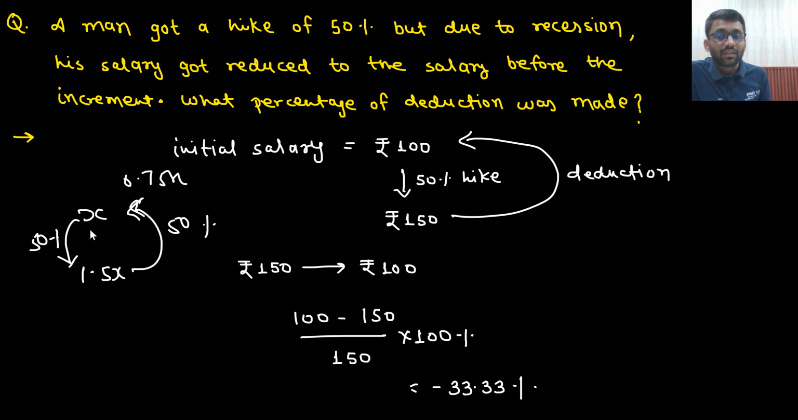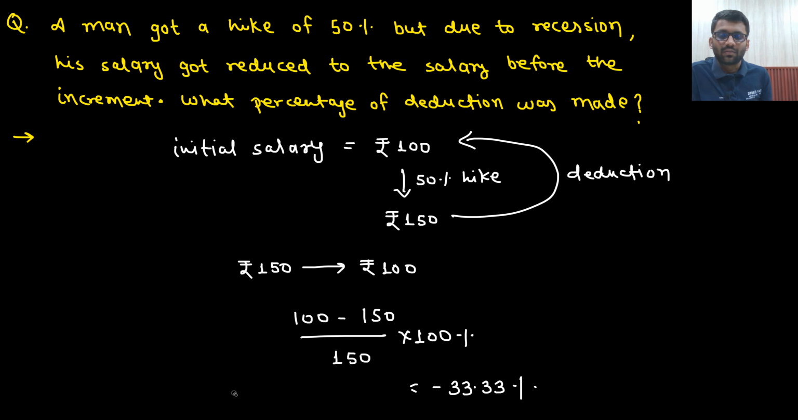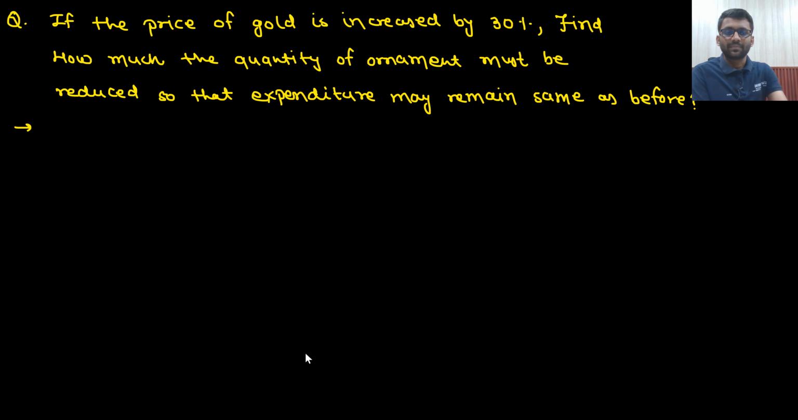But you want this to be x. So if it is decreasing, it is decreasing with respect to this one. So 1.5x minus x would be 0.5x divided by 1.5x into 100. So this would be 100 by 3, 33.33. Well and good. So this is how we are going to solve the problem. Let's see the next one.